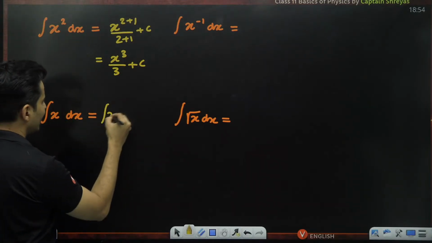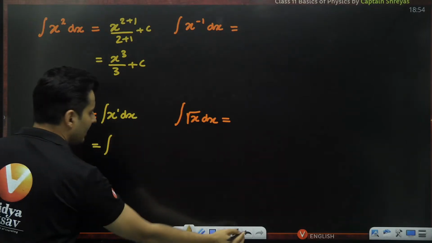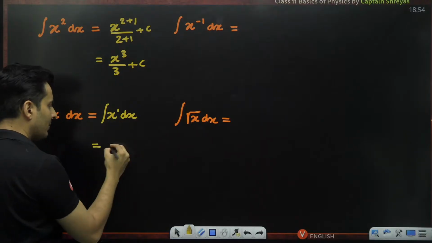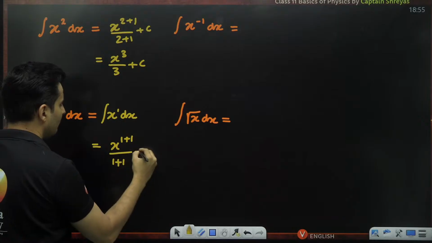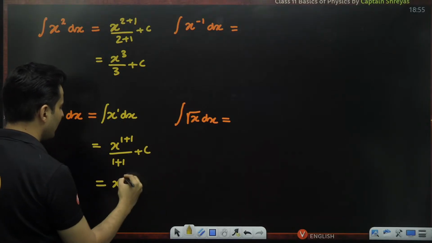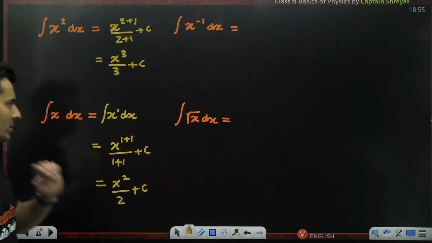How about this? This is as good as saying this is x raised to 1 dx. So basically x raised to n formula. That means this will be nothing but x raised to 1 plus 1 by 1 plus 1 plus c. So this will be x raised to 2 divided by 2 plus c. That's it. That is the answer to this question.